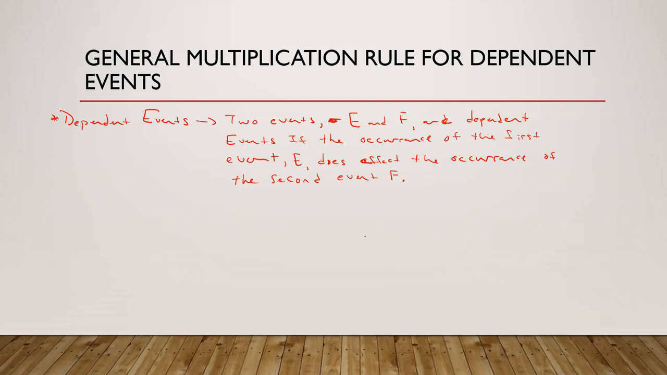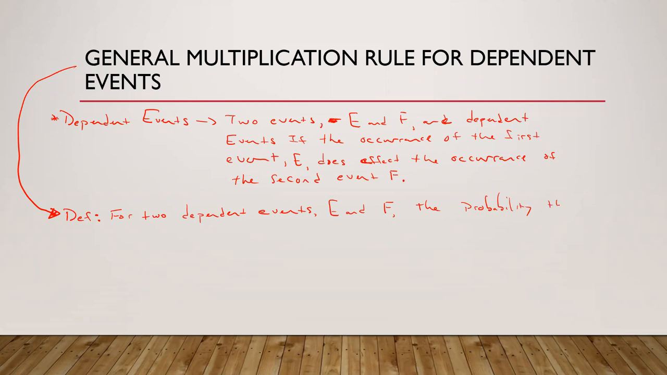So if you remember, the example I talked about last class was if you draw two cards from a deck of cards, one after the other, and you don't put the first card back, how it would affect the probability you would get a queen and then another queen. So the general multiplication rule when you're dealing with dependent events is just the following. For two dependent events, events E and F, the probability that event E and event F occur is given by the following.